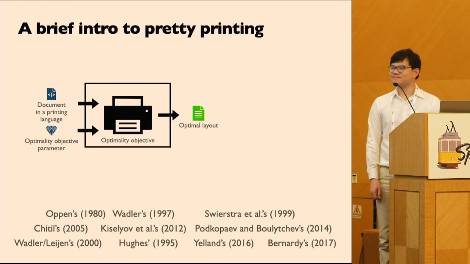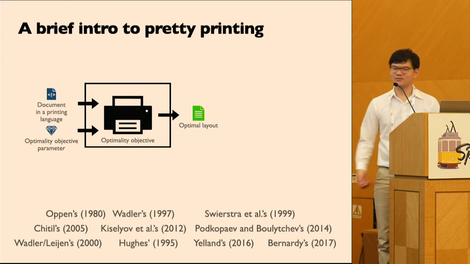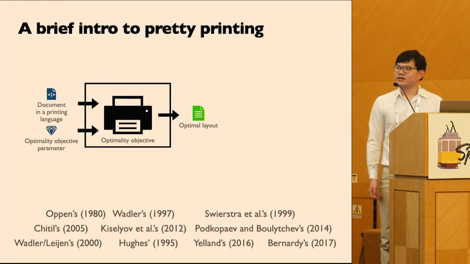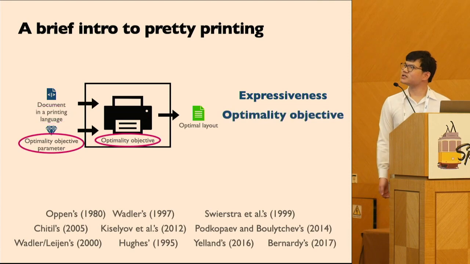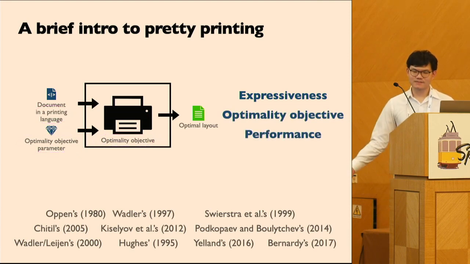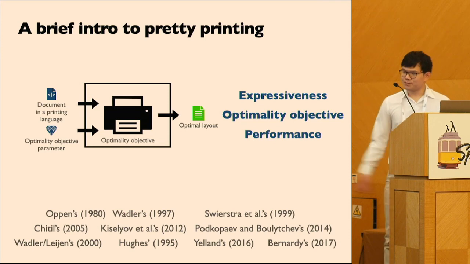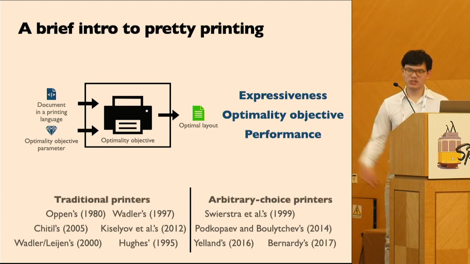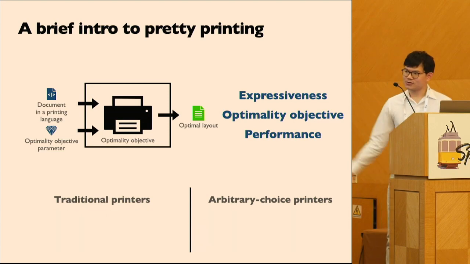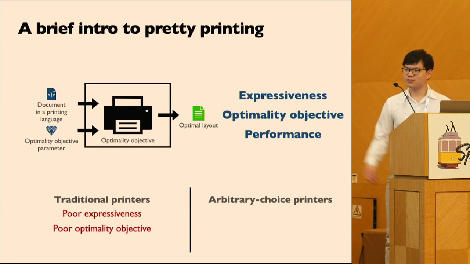Now, there are so many pretty printers in the literature. Why isn't there just only one pretty printer? Well, the answer is that different pretty printers make different trade-offs in the expressiveness of the printing language, the optimality objective, and the performance. In particular, we can group these printers in the literature into two categories. We call the first one the traditional printers, and the second one the arbitrary choice printers. The characteristics of these printers are as follows. The traditional printers have poor expressiveness. Relatively, they have a poor optimality objective, but really great performance.